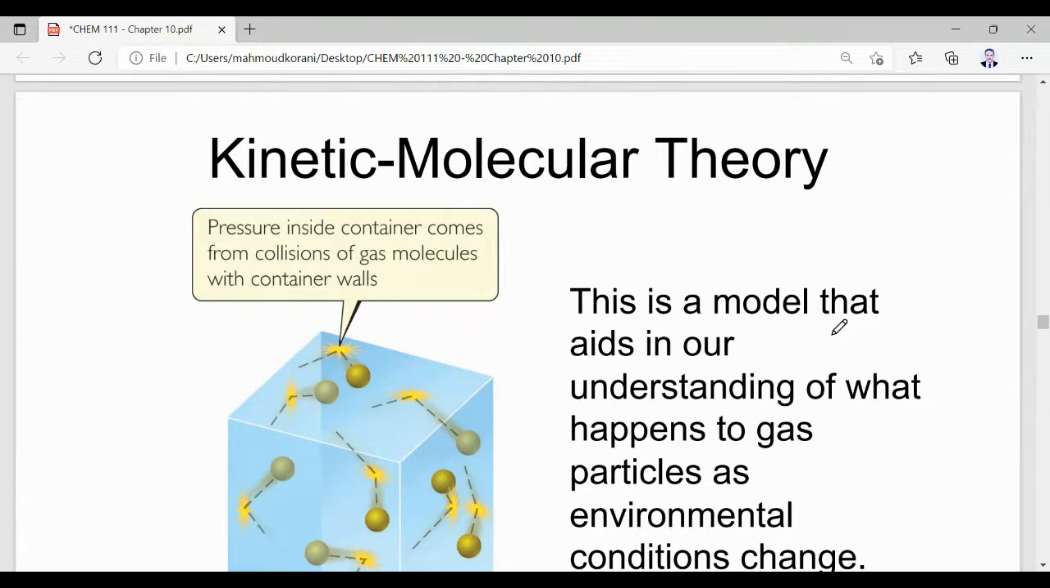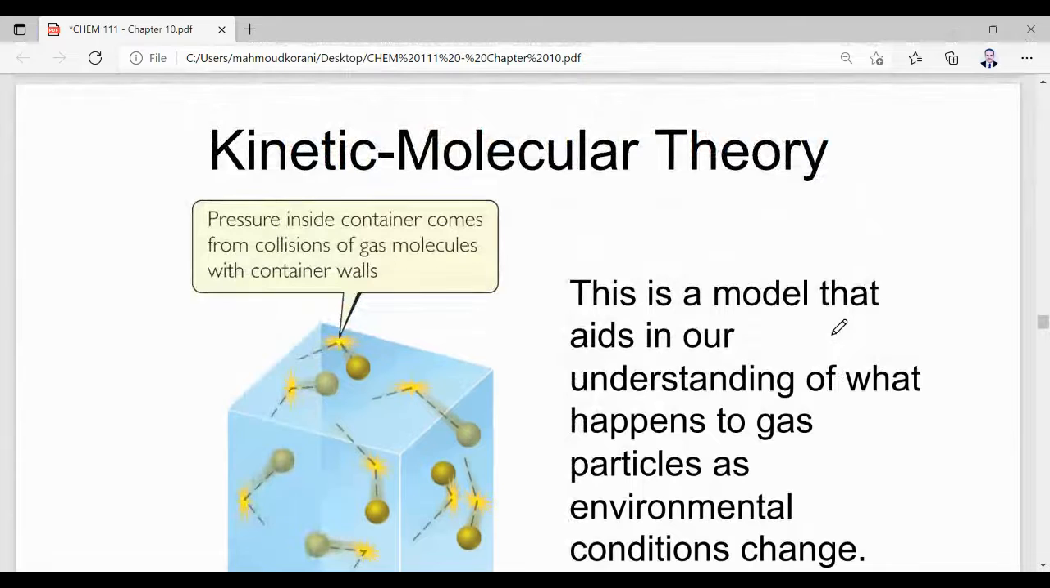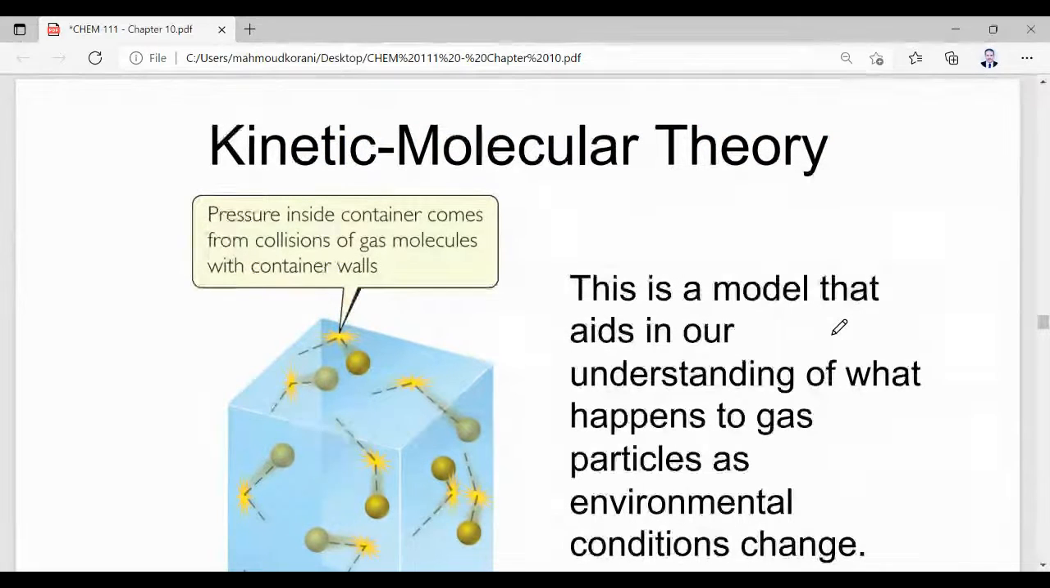What is kinetic molecular theory? It's a theory, and as I always tell you, any theory should contain some assumptions, and these assumptions are true, like facts. Actually, this kinetic molecular theory is a model which describes the behavior of gases.